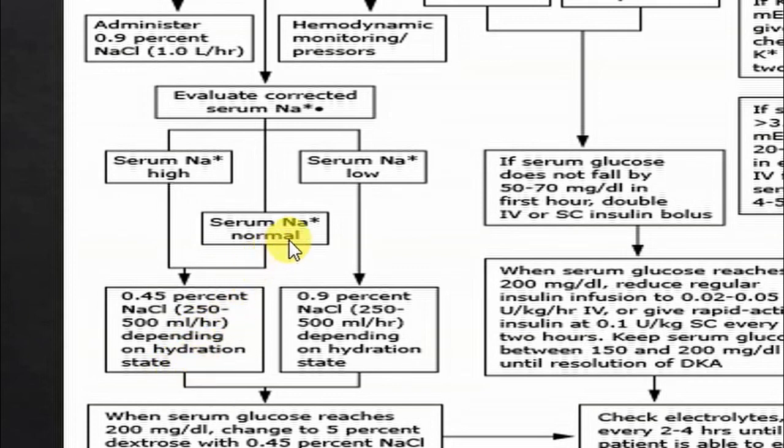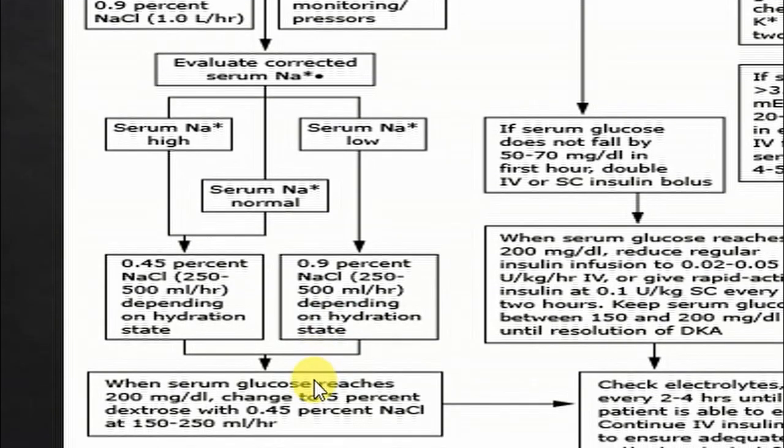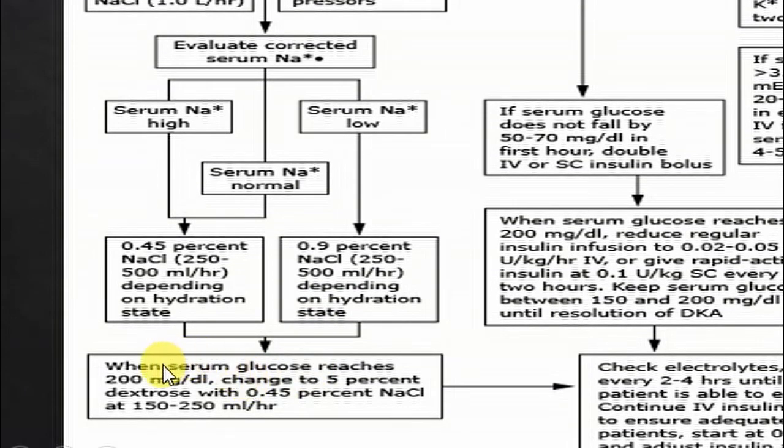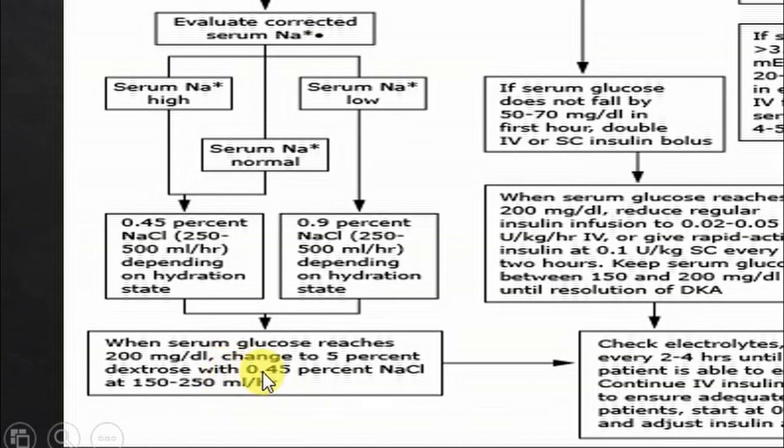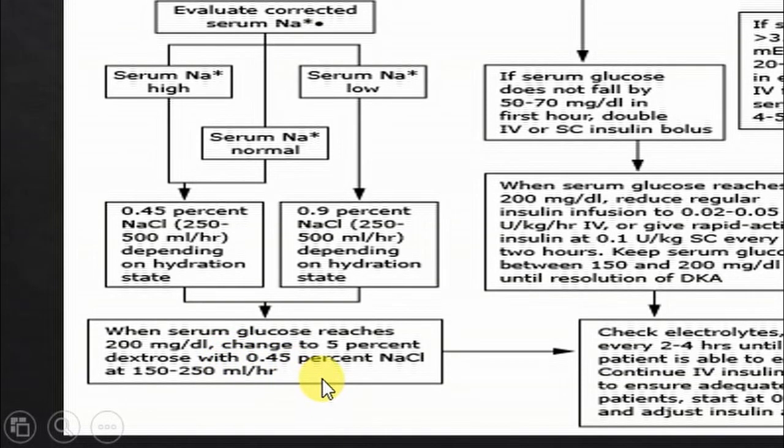If the serum sodium level is low, then we have to start 0.9% sodium chloride, that is normal saline, at 250 to 500 ml per hour, depending upon the hydration state. After all that being done, when the serum glucose reaches 200 mg per dl, change to 5% dextrose with 0.45% normal saline at 150 to 250 milliliters per hour.